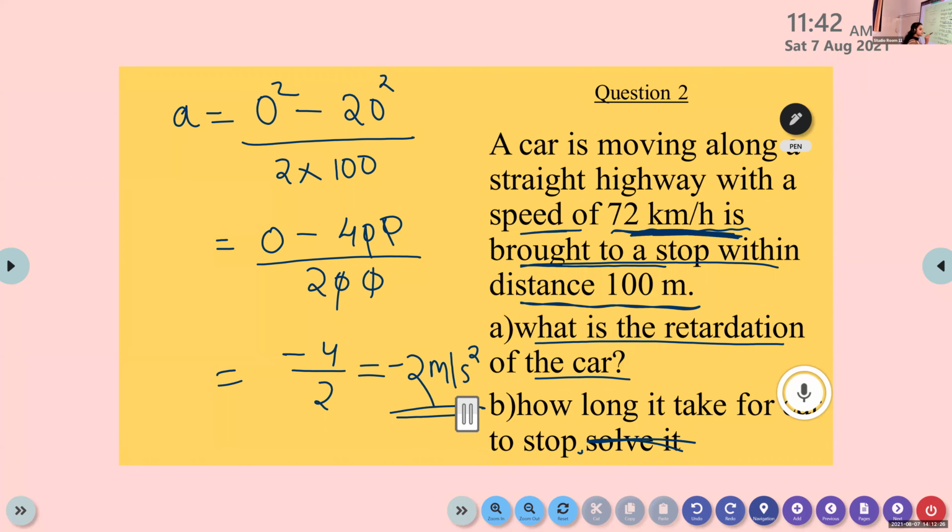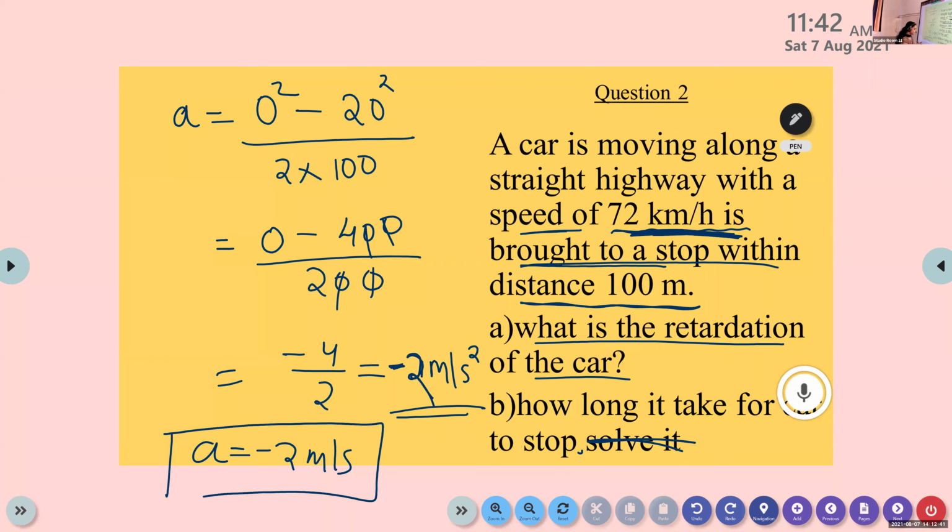So here we get an acceleration with a negative sign. That is the retardation of the car. The retardation of the car is equal to minus 2 meter per second square. We already studied in our previous class, if we get an acceleration with a negative sign, it indicates a negative acceleration, also known as retardation or deceleration. So the retardation of the car is equal to minus 2 meter per second square.